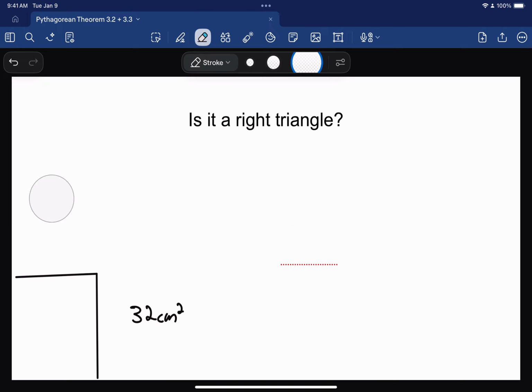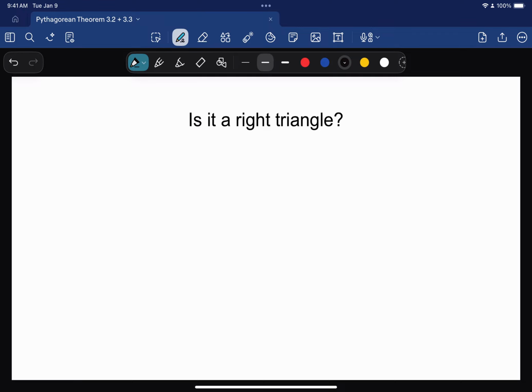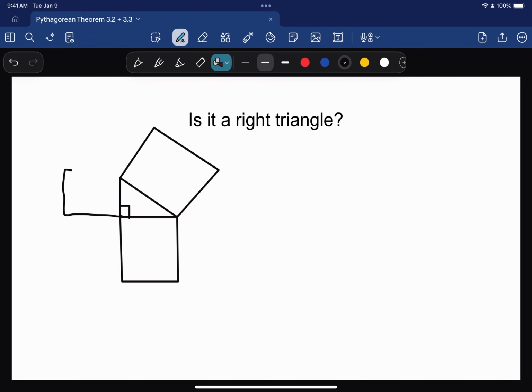So let's just get rid of this. Let's say we have a triangle where they give us the hypotenuse. So if we had our triangle, let's say kind of looking like this. I'm going to make it a little smaller this time. Okay, there it is. Our hypotenuse squared is 90 centimeters squared. And this side over here is 25 centimeters squared.